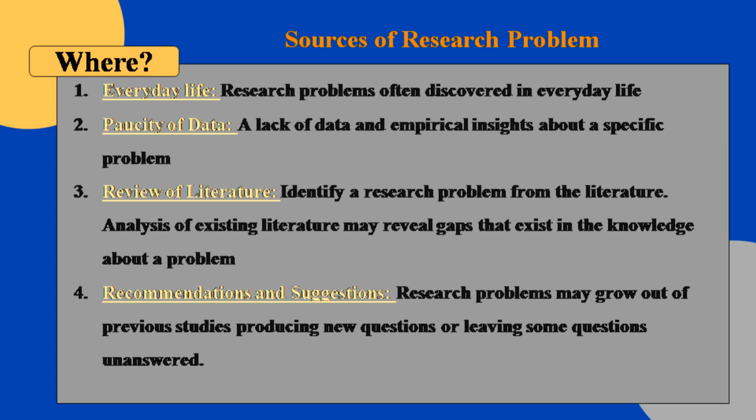If you carefully study that, we have a separate presentation on review of literature. You will understand exactly how to do a literature review and how to identify a research gap. So this is one of the sources of identifying a research problem. One is everyday life, paucity of data, and review of literature. Then another option, the fourth option, is one that many people prefer to take forward.